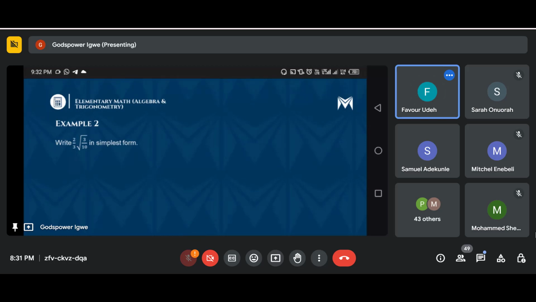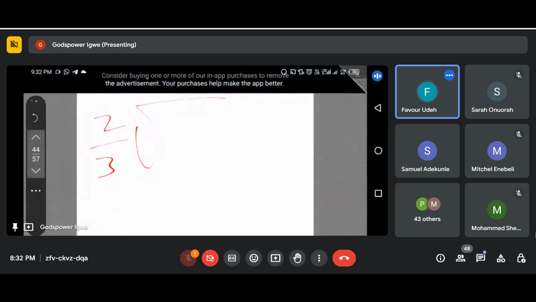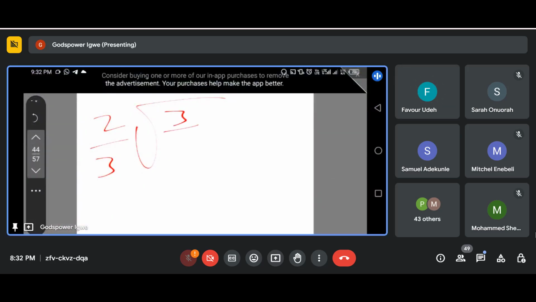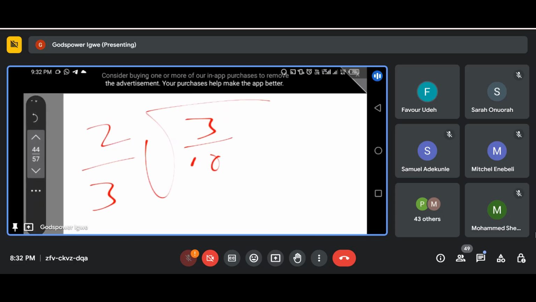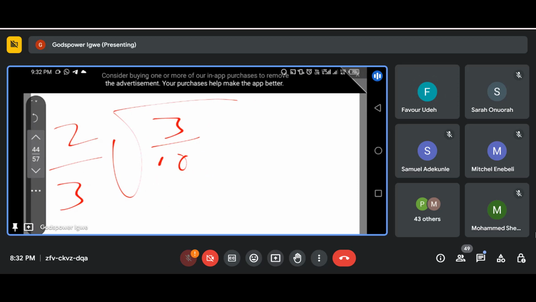Just for somebody, root 3 over 10. We should work together. I must not check everything. I'm asking a question. We should get the correct one together so we can work. I'm a little bit dull this evening, so, good.